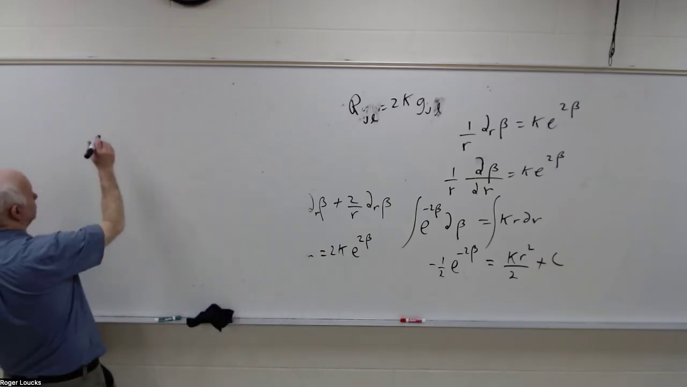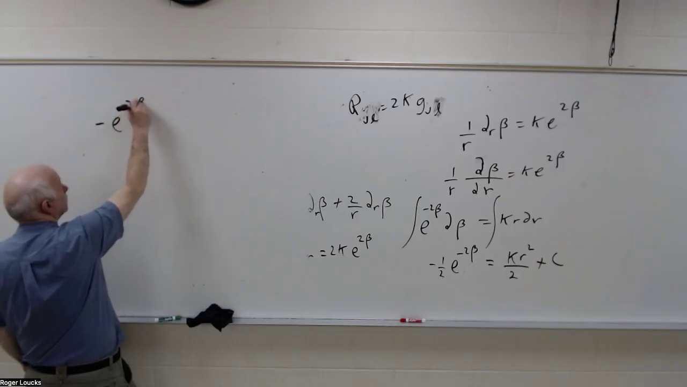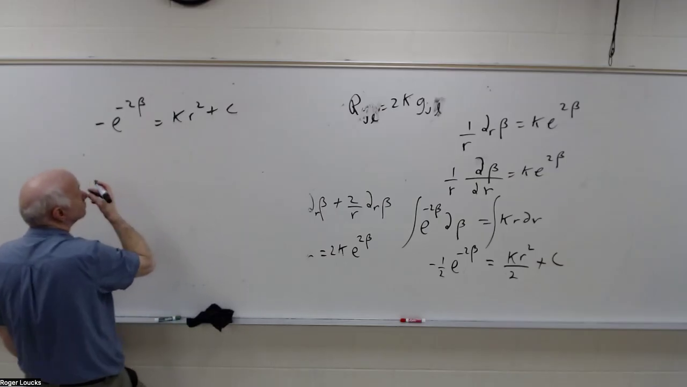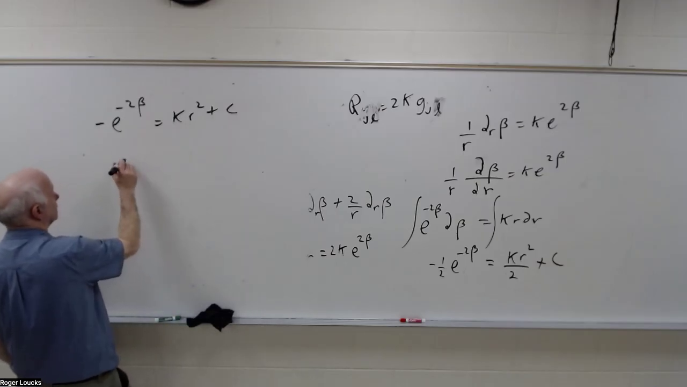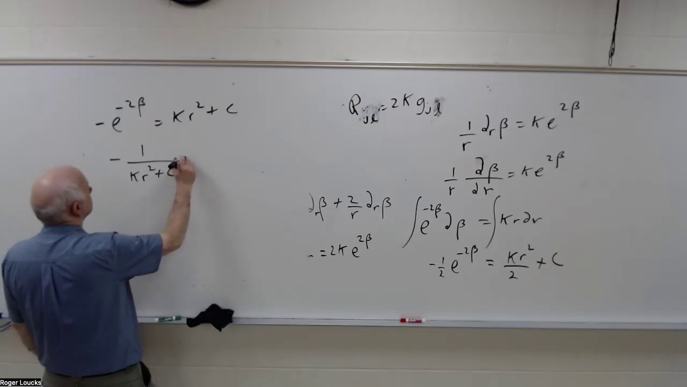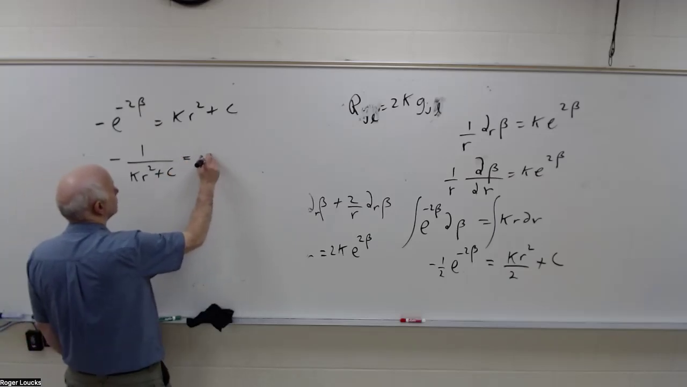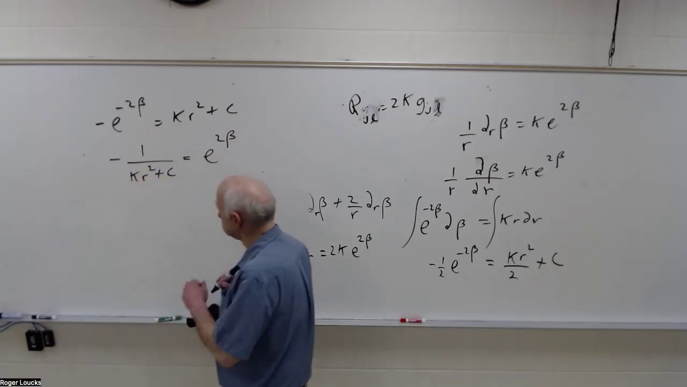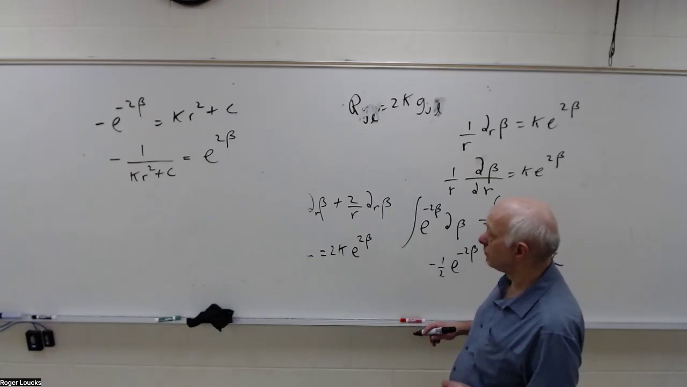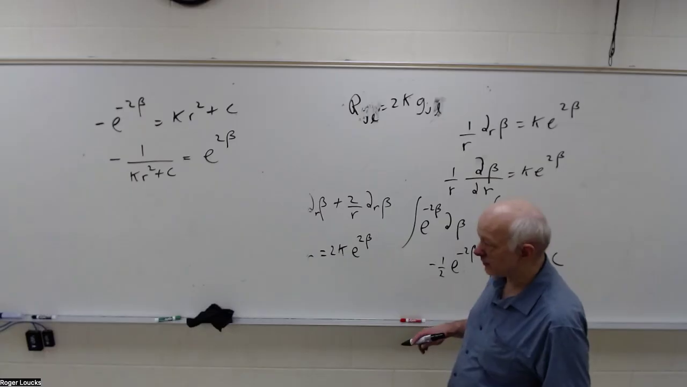Okay, so let's see, we'll count the 2. So this gives me minus e to the -2 beta equals kr squared c. And this is going to give me minus 1 over kr squared plus c equals e to the 2 beta. Do I agree with that? I think that's true, right? Yeah, I think that's fine.